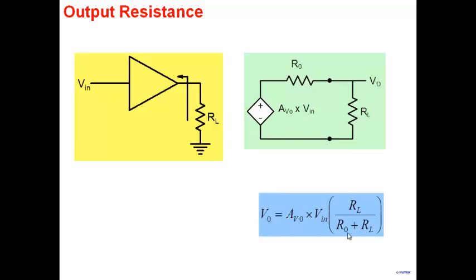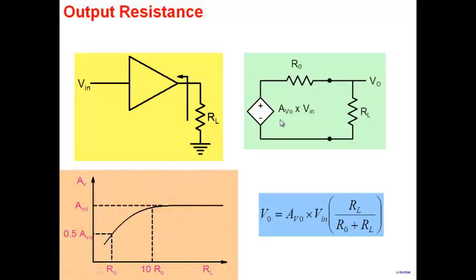times a voltage divider, RL by R0 plus RL. So it clearly shows that if RL is very large, for example, if RL is infinity, it's open circuit, obviously V0 is simply equal to AV0 times Vin. And that's why we call it the open circuit voltage gain. As RL reduces, initially nothing happens here because RL may be still very much larger than R0. We get a constant value of V0. But if RL starts becoming comparable to R0, then we see that the output voltage starts falling.